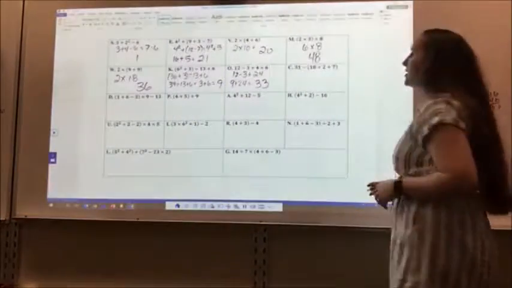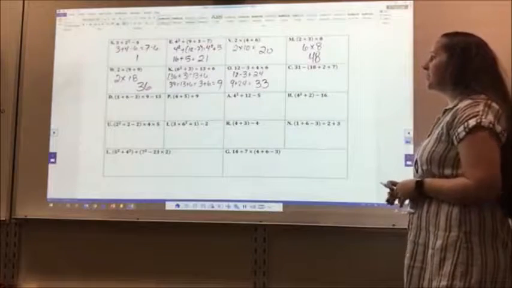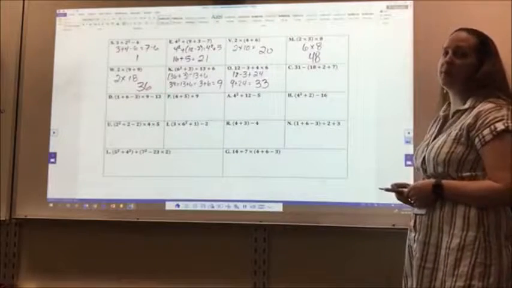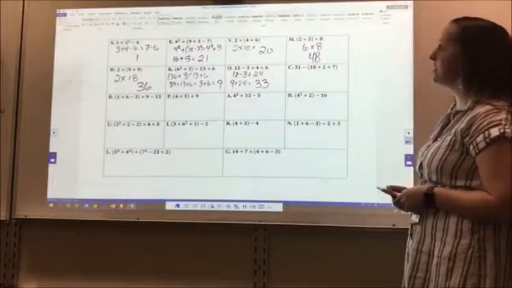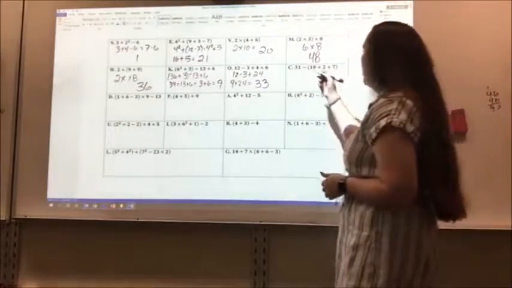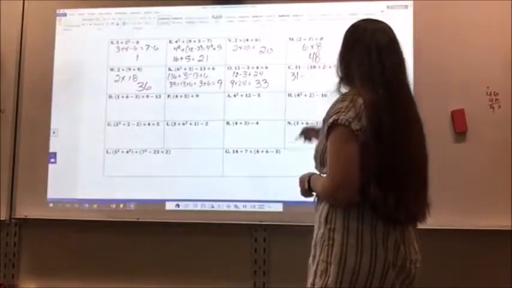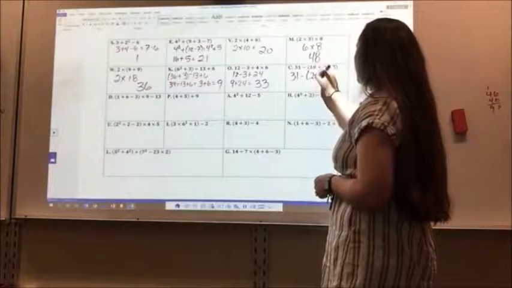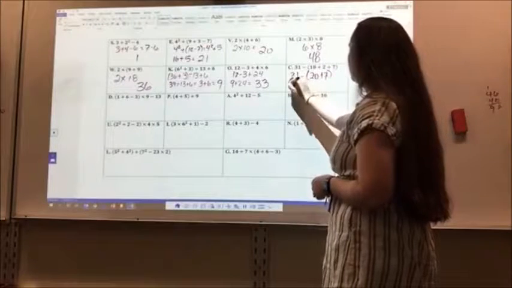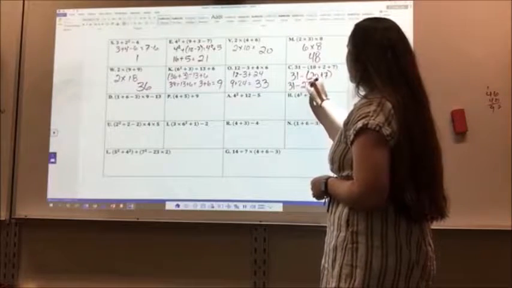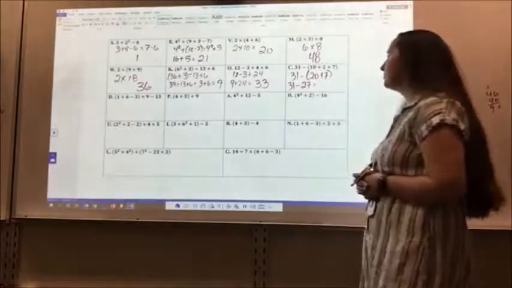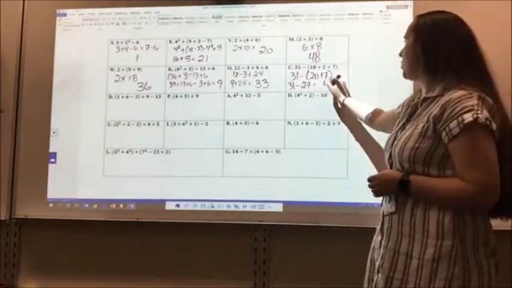Okay, and then for letter C, I have 31 minus the quantity 18 plus 2 plus 7. So again, I do what's inside parentheses first. 18 plus 2 is 20 plus 7. So 31 minus 27, which gives me 4.